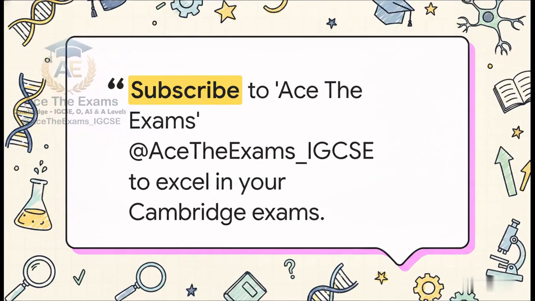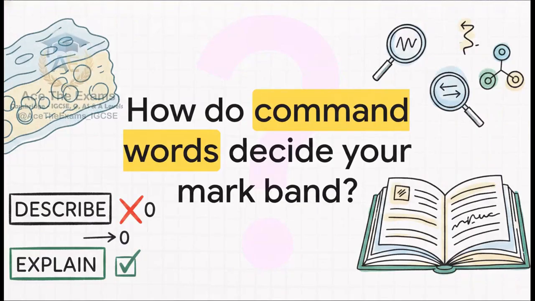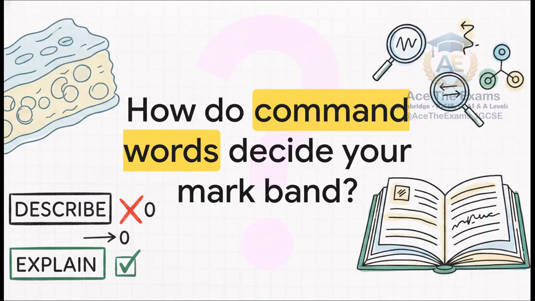Oh, and before we go, remember that hidden examiner clue I promised you earlier? Well, it all comes down to one final diagnostic question. You know the biology, but what happens when the exam command word completely changes the mark band you're graded in? You could have the perfect fluid mosaic model answer, but if you describe when the examiner told you to explain, you get a 0. In our next explainer, we reveal the exact Cambridge command words that dictate your grade and the hidden rules you must follow for each.